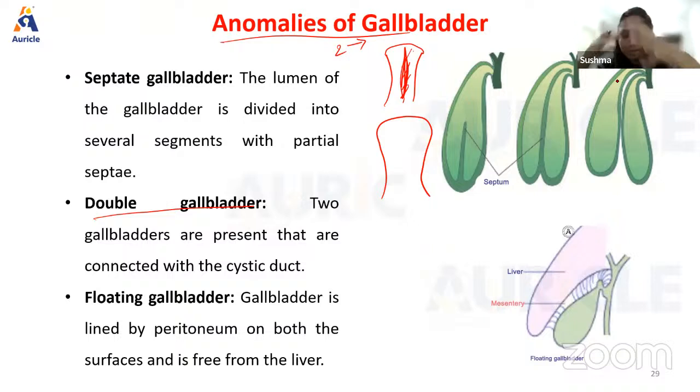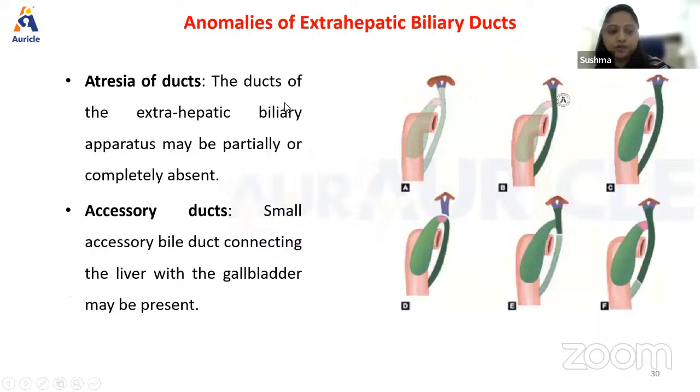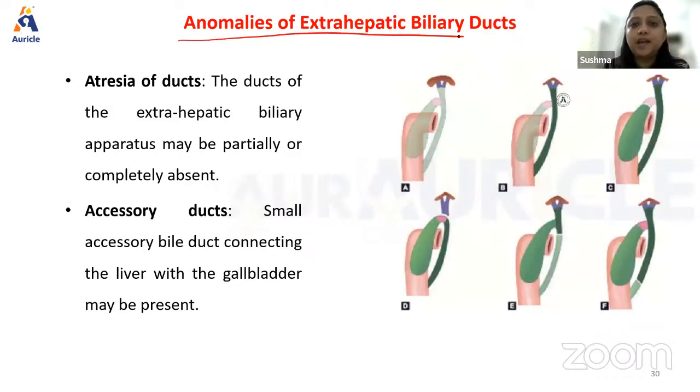If there are completely two gallbladders present, they are connected by the cystic duct. All of these are developmental anomalies. Okay, a floating gallbladder is lined by peritoneum on both surfaces. Right? Now, what are the anomalies of the extrahepatic biliary ducts? Extrahepatic biliary ducts are whatever is there, like the cystic duct and CBD, and all of these are extrahepatic biliary ducts. Where are they coming from?